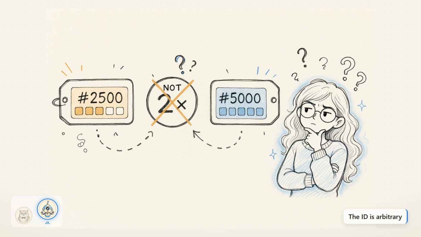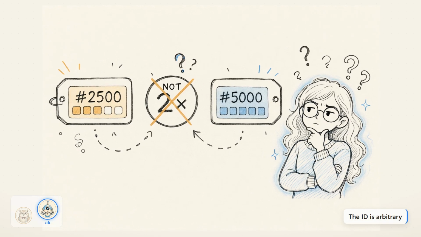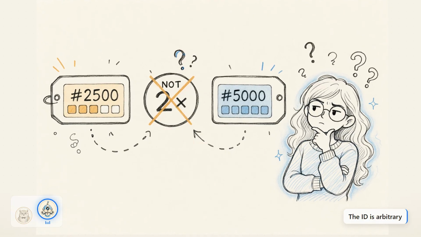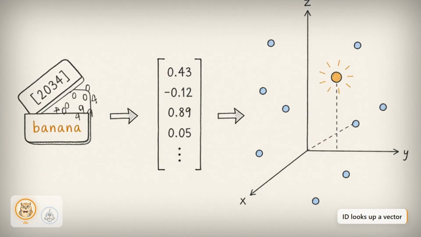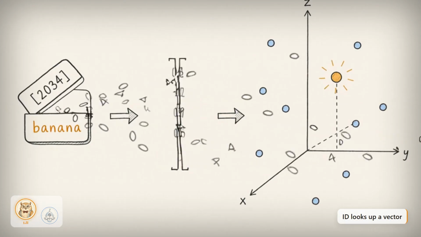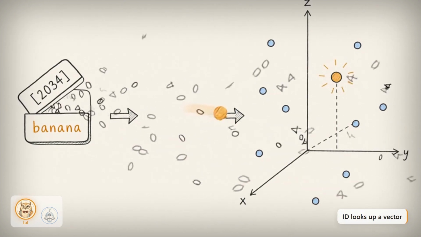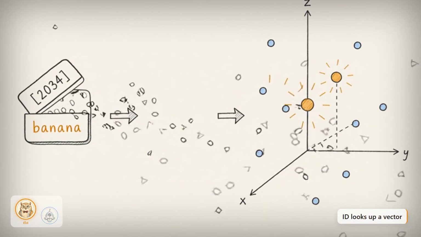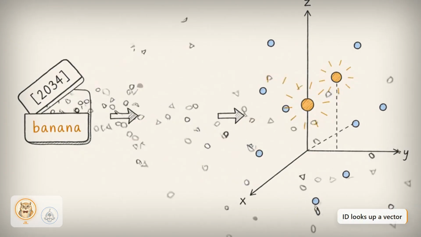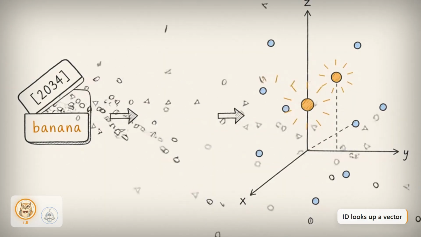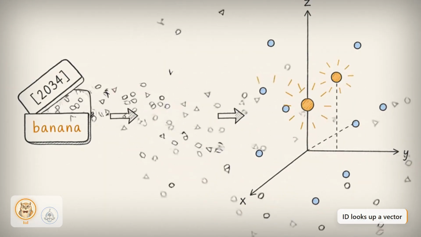But a row number is arbitrary. Token 5,000 isn't twice token 2,500. The number alone means nothing. Exactly. That's the trick. The ID is just an address. The model uses it to look up a vector, a long list of numbers tied to that token. Picture every token as a point floating in space. Hundreds, even thousands of dimensions. Can't picture 1,000? Picture 3. And trust it scales.